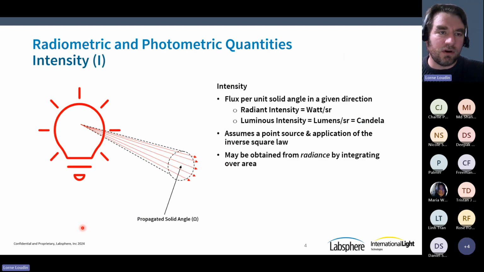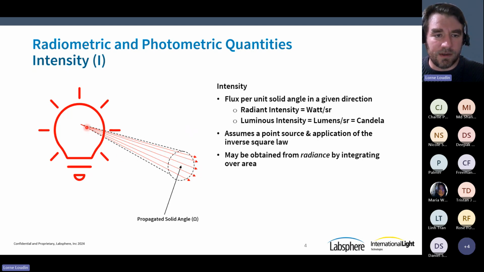So to start off the talk, I like to start with reviewing the radiometric and photometric quantity of intensity. Intensity is one of the most misused words in radiometry and photometry. I misuse it sometimes. It's part of our vernacular. And so it's easy to say intensity when we actually mean radiance or irradiance or flux. Intensity is defined as the flux per unit solid angle in a given direction, right?